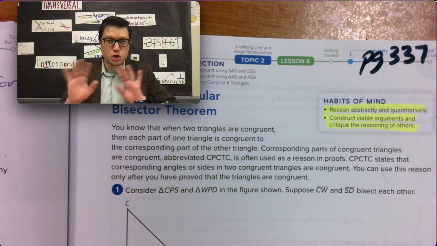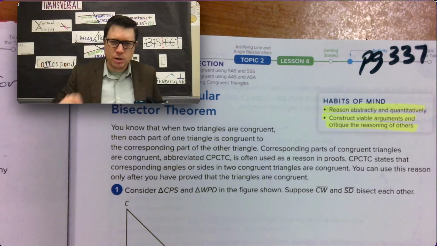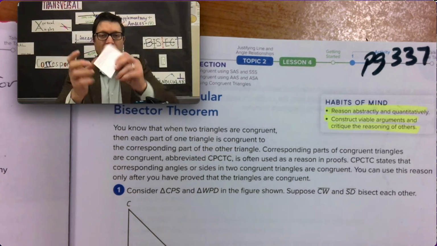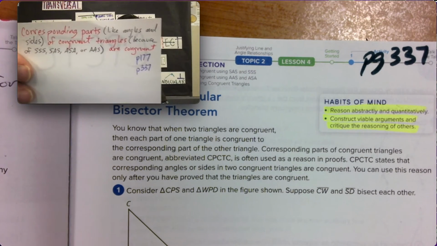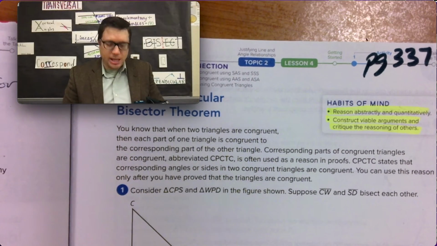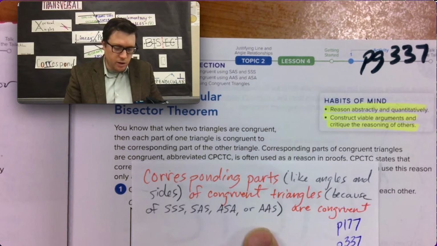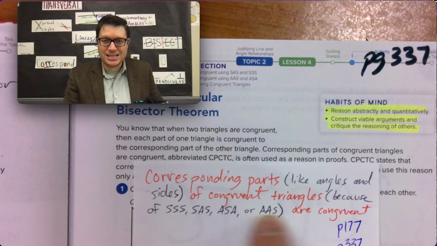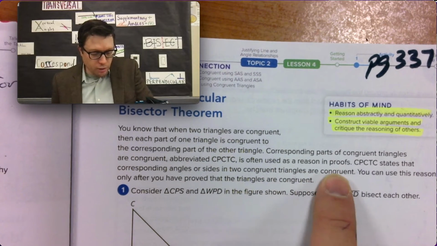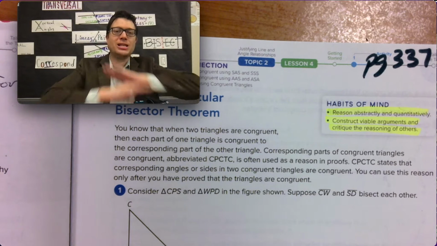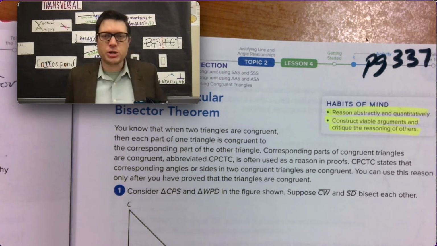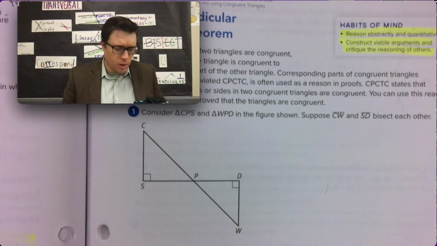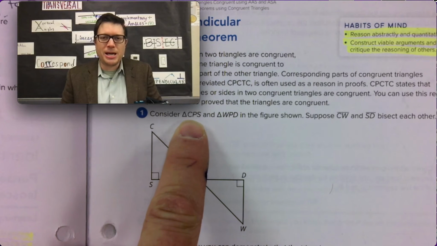That's copied straight off page 177. They plagiarized. CPCTC states that corresponding angles or sides. That's what I added to my note card. I said, like angles and sides of congruent triangles, they're congruent because we used SSS, etc. Therefore, they are congruent, and you can use this reason only after you've proven the triangles are congruent. So we've got to do that. That's what we're going to practice. Let's go.